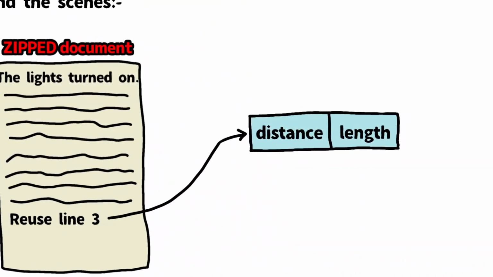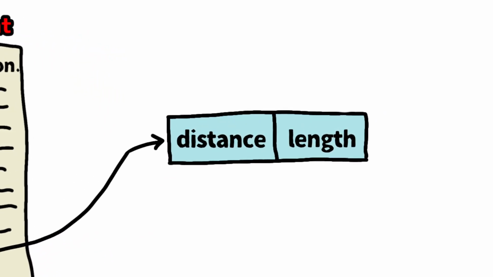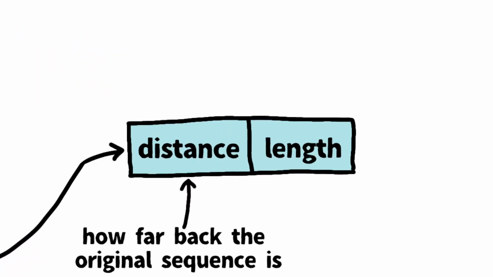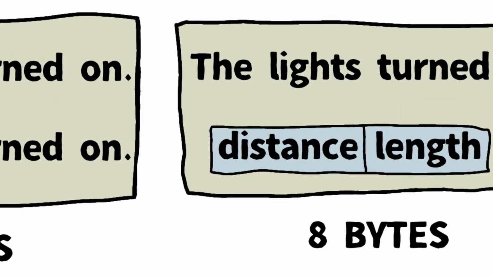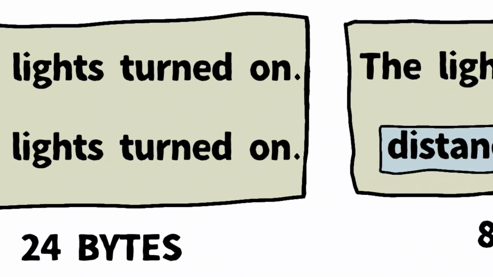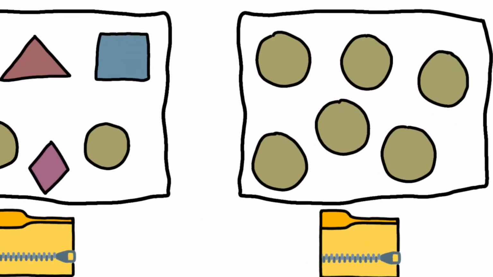Behind the scenes, that reference is stored as just two numbers: how far back the original sequence is, and how many bytes should be copied. Those two numbers usually take much less space than storing the entire sentence again. The more repeated patterns a file contains, the smaller the compressed file becomes.